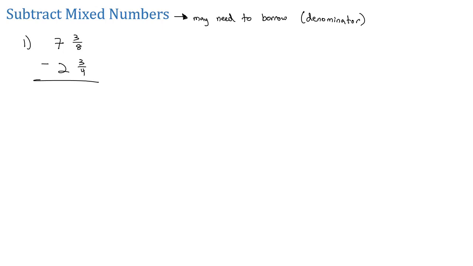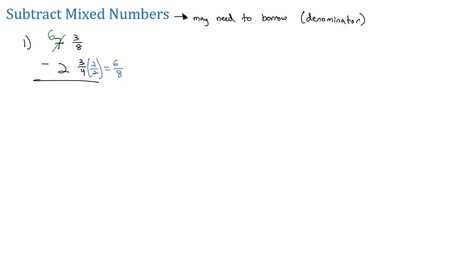As usual, to subtract with mixed numbers, we need to get a common denominator. Our common denominator here is 8, so I need to multiply the second fraction by 2 over 2. That's going to give me 6/8. The problem is if I have 3/8, I can't take away 6/8 from that. So we're going to borrow from the 7, dropping it down to a 6.